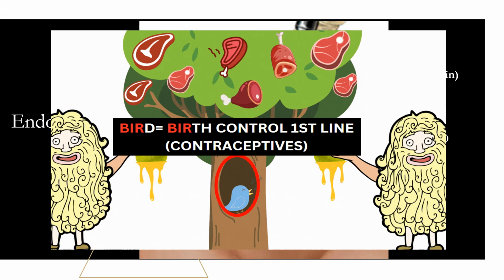So endometriosis: meat hanging from a tree, bunch of furry men hanging out around the tree eating cheesy pears, oval hole at the bottom of the trunk of the tree with a bird hanging out of it, and that's endometriosis. Let's do a few quick questions to test your knowledge.